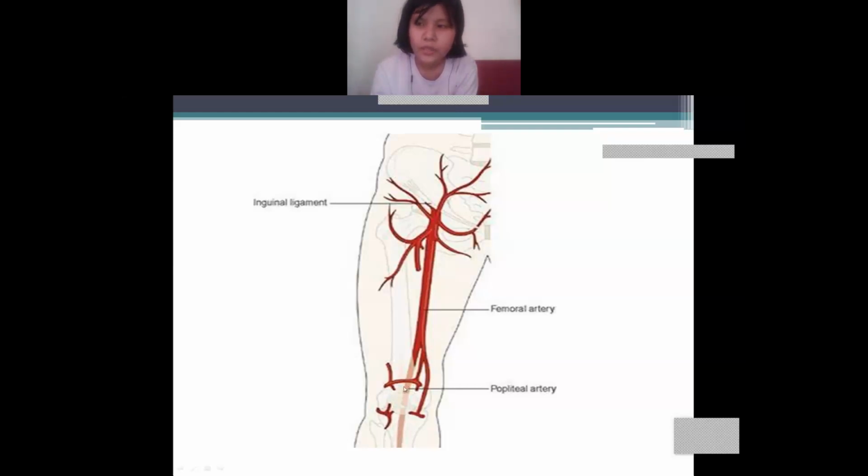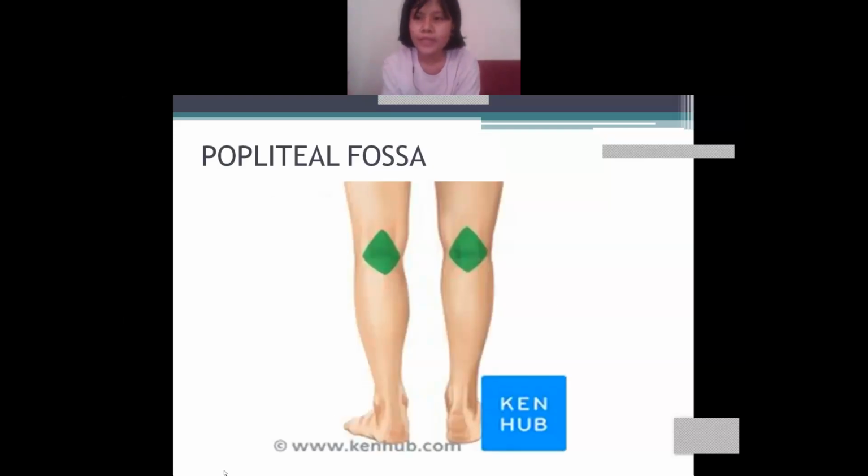And the popliteal artery, where does it lie? In the popliteal fossa. Wait, let me show you. This is the backside. The person is turned around, so you can see it in this manner. So the popliteal artery lies here, in this area. See, this is the popliteal fossa, this green colored portion. So the popliteal artery lies here in this area, located on both sides.